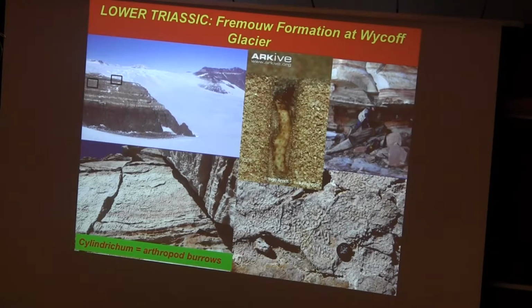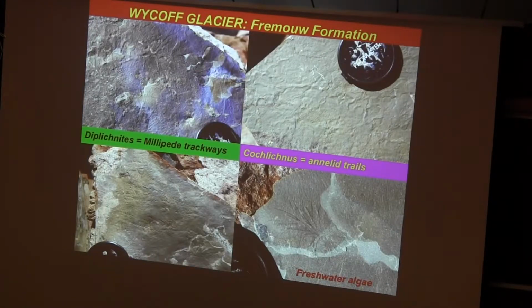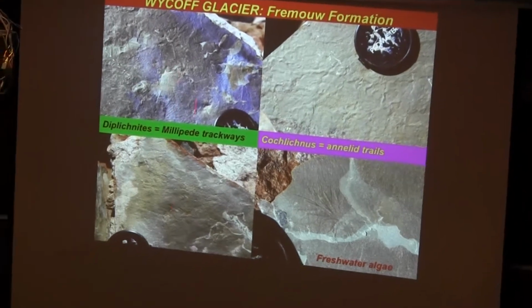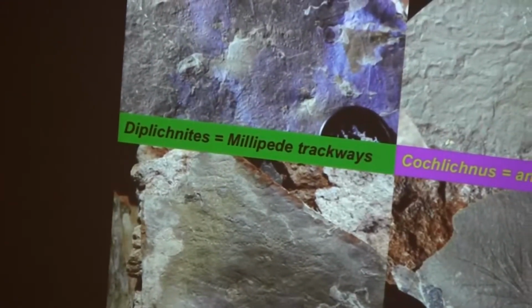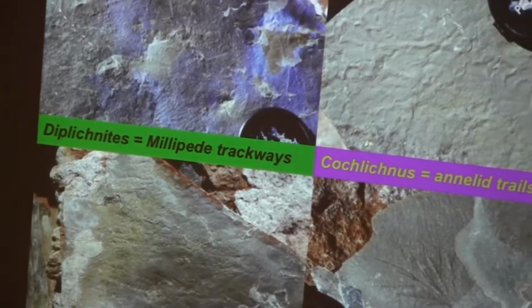Okay, so in this area, we're going to take a look at abandoned channel deposits next. Really, it's finer grain, quieter energy. Think, okay, what are we going to see in there? Well, we see a variety of traces I'm going to walk you through. One trace is called Diplichnites, and there's a couple of varieties of it. The other trace is called Cochlichnus, and then we've got some freshwater algae.